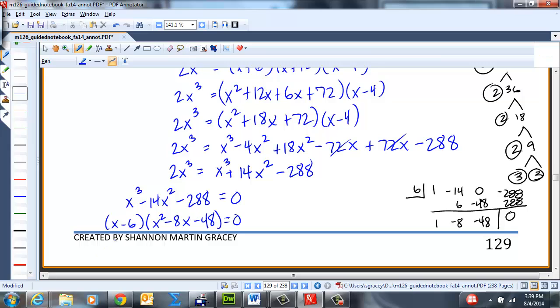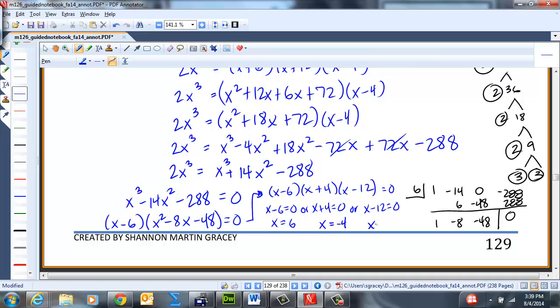Now this factors as x minus 6 times... So 48, you can get 48, 6 and 8 don't work because of the negative 8x, but 12 and 4 are going to work out. So if we have minus 12 and plus 4, you'll get the numbers that you need, and that's all equal to 0. So x minus 6 is 0, or x plus 4 is 0, or x minus 12 is 0. So x is 6, or x is negative 4, or x is 12.